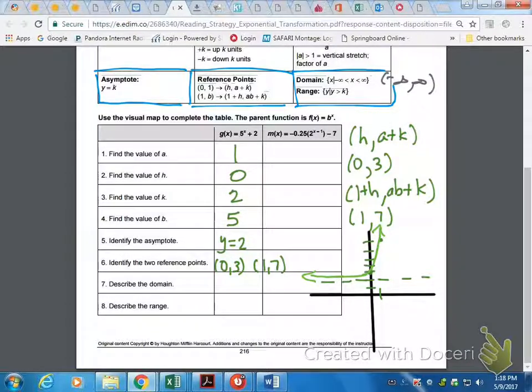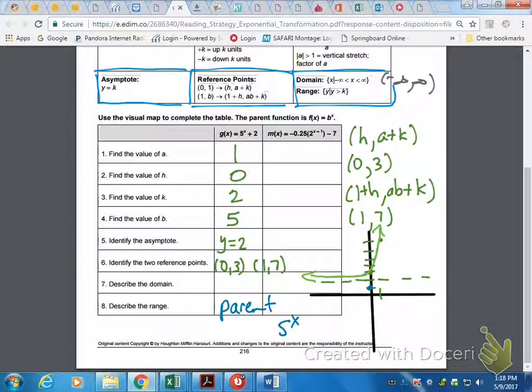In this particular function, what is the parent? 5 to the x. So the parent, put it down here, is the 5 to the x. So what is my first reference point for that? What's my a? 1. So my y-intercept is 0, 1. So that's right there.